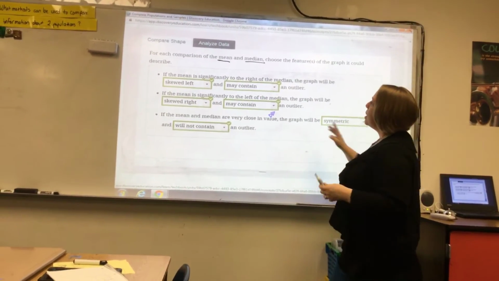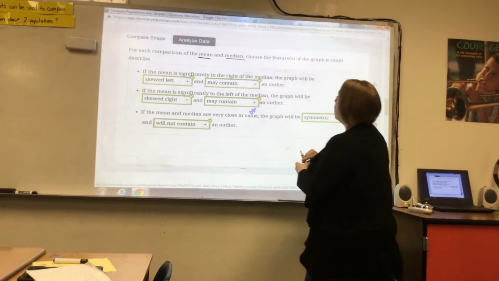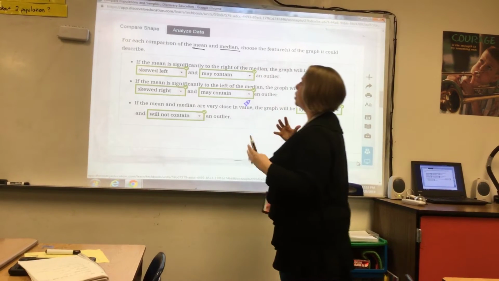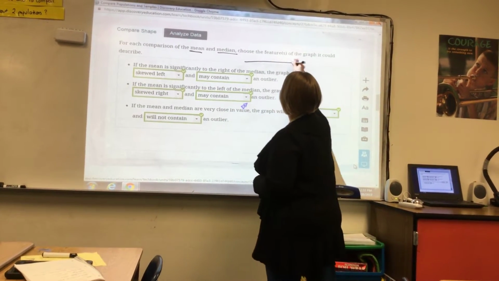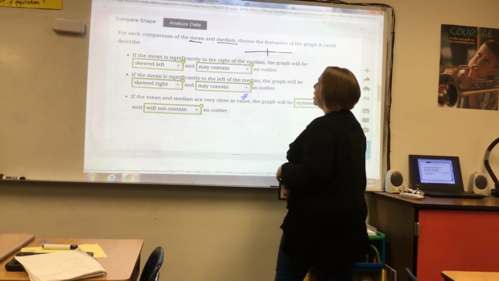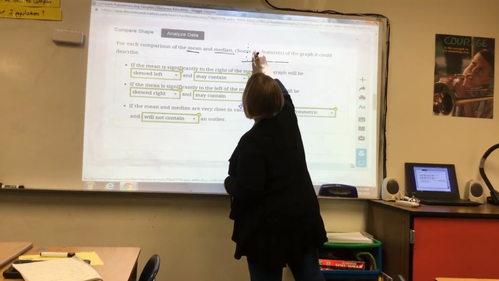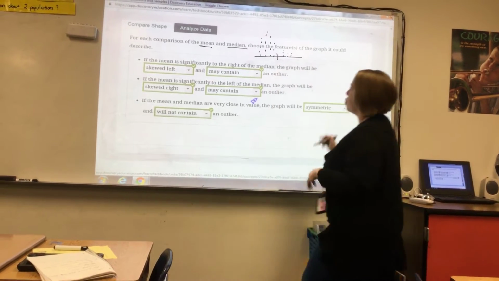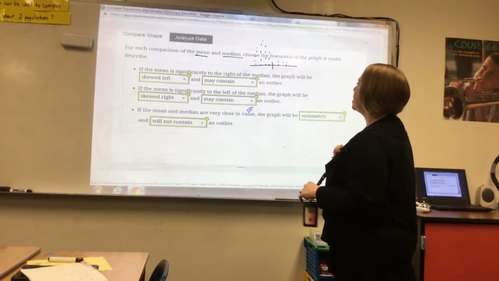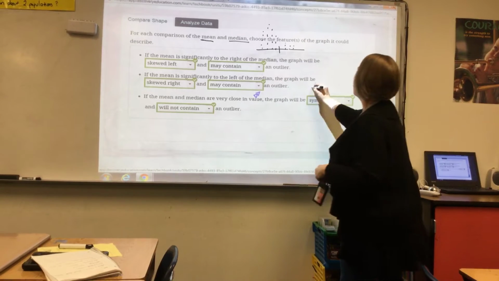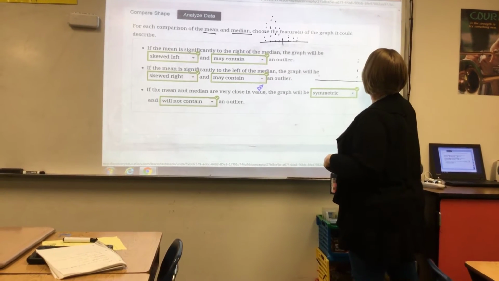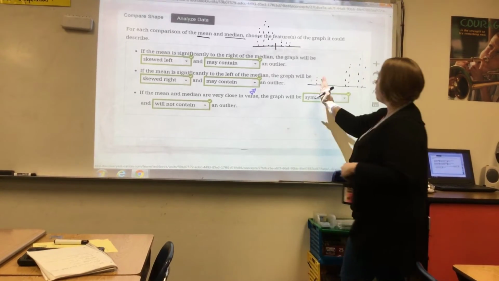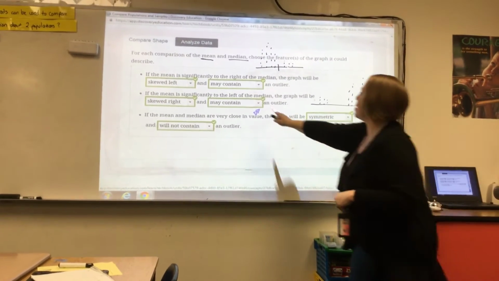So if the mean is to the right of the median, then the graph is going to look like it's skewed left. That means if I had a graph, skewed left means a lot of my data is over here and a little bit of my data is to the right. If the mean is significantly to the left of the median, the graph would be skewed right. So all my data is over here in the upper portion, and I have very few down in the left. And it may have an outlier.